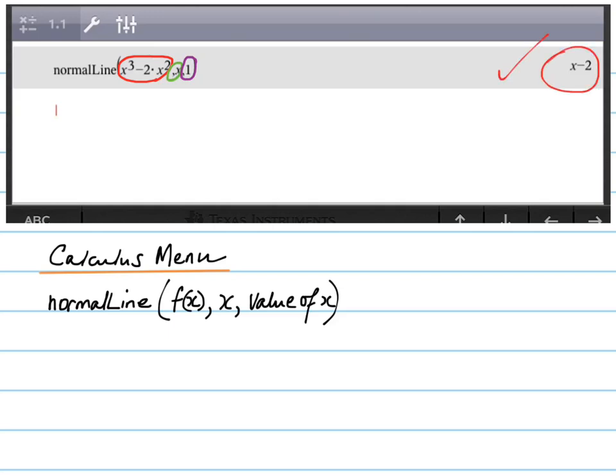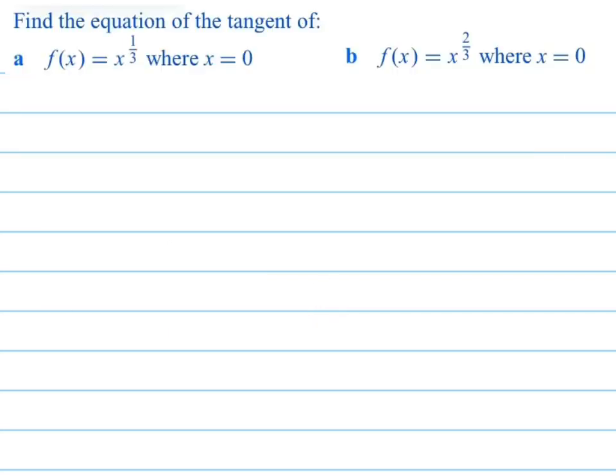So there you go. We've done that one too, alright? We're nearly there now. We're just going to keep going with the last couple of examples.